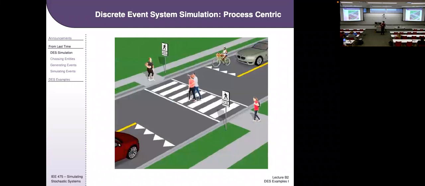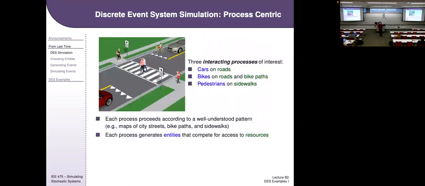Okay, so last time, we've been further defining DES. So let's do a couple of examples here. So sort of modeling this as a crosswalk, as a discrete event system simulation. And we'll see here that there are a limited number of resources that are keeping a lot of things waiting. So we can drill down into that and we can say, well, what are the interacting processes in this process-centric DES? Well, there's cars on the road. So there's a process that's generating car arrivals and departures. And those cars, in order for them to go from arrival to departure, they need to cross the crosswalk.